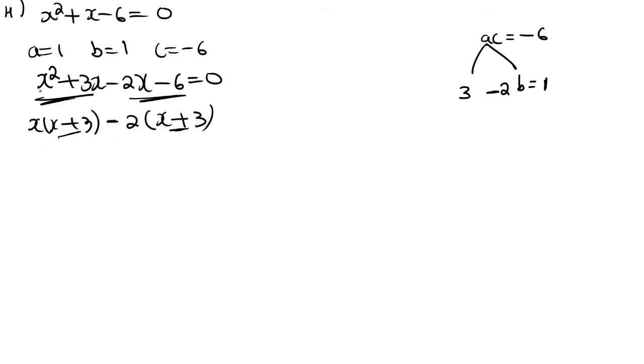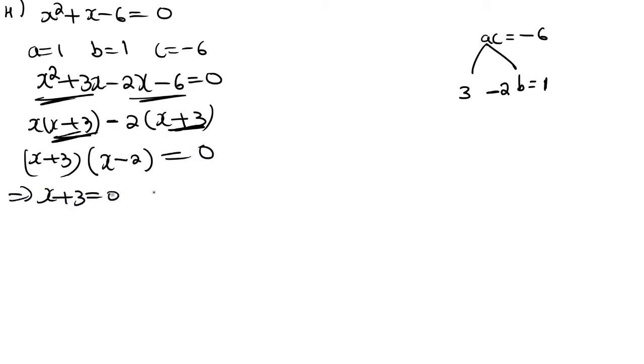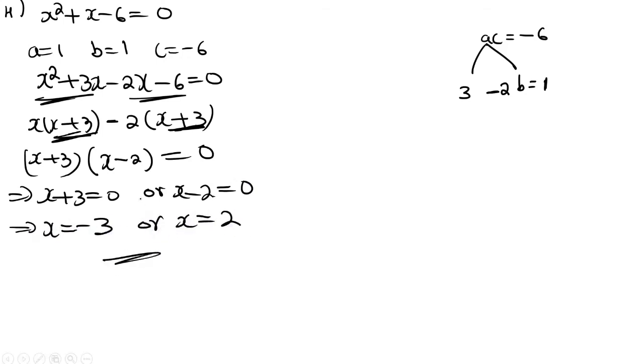Okay, then see, here you can see x plus 3, here you can see x plus 3. Take x plus 3 outside. What's the remaining? Here x is remaining, here minus 2 is remaining, equal to 0. This implies x plus 3 equal to 0 or x minus 2 equal to 0. This implies x value is equal to minus 3 or x value is equal to plus 2.